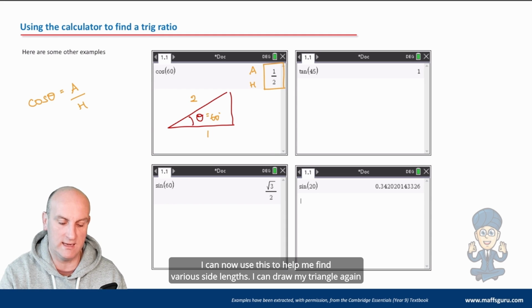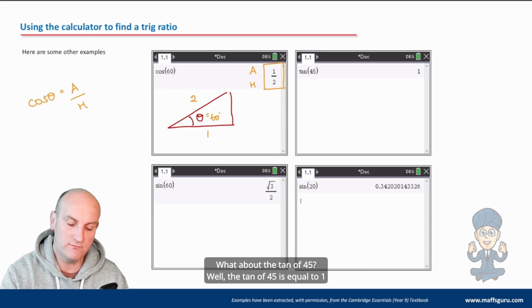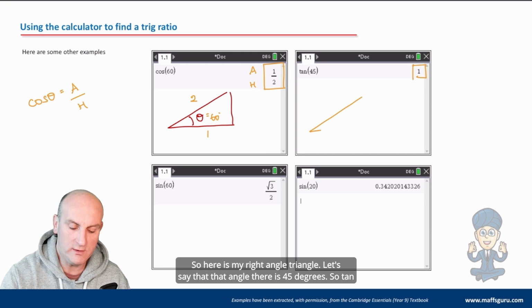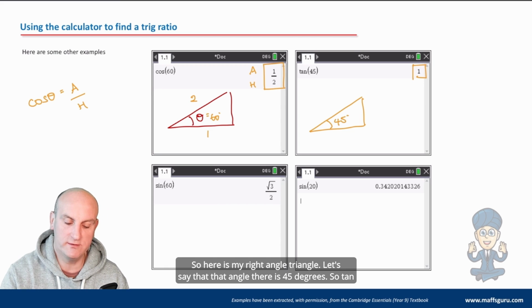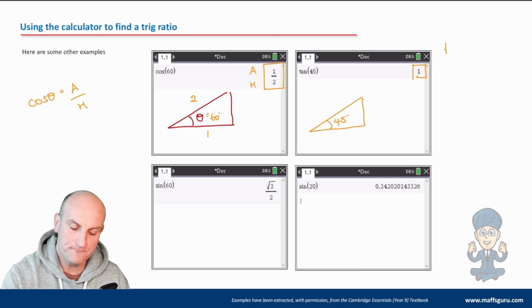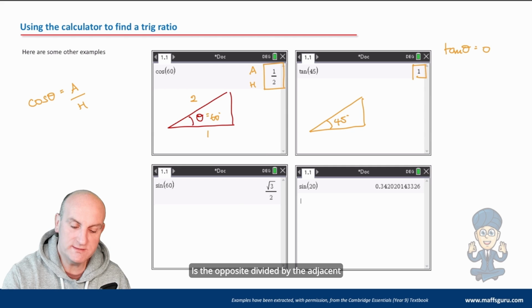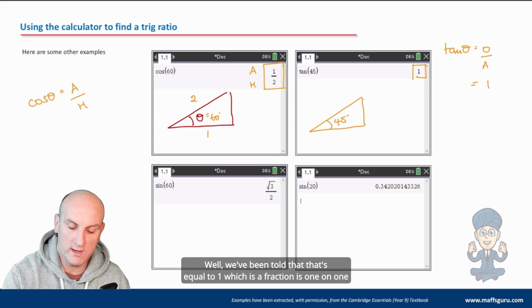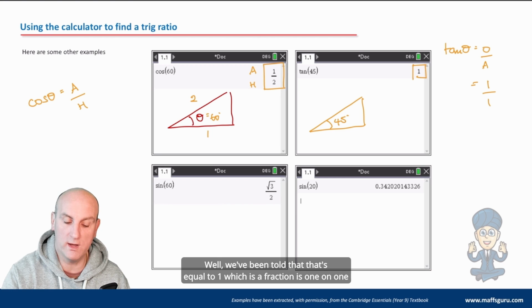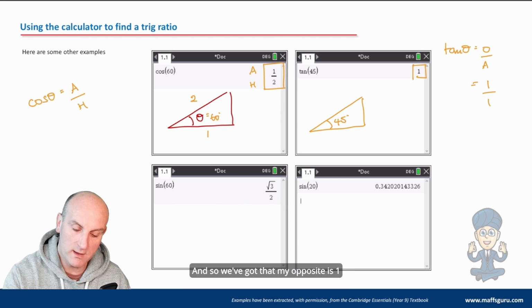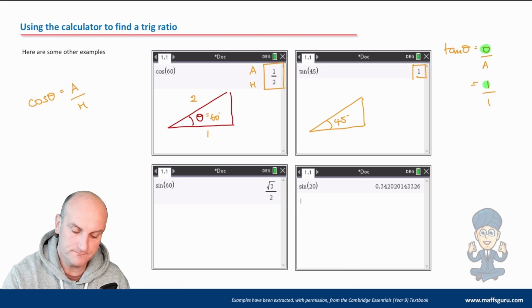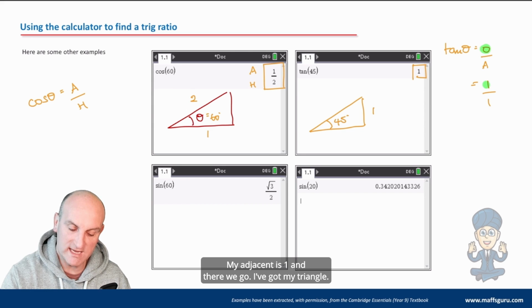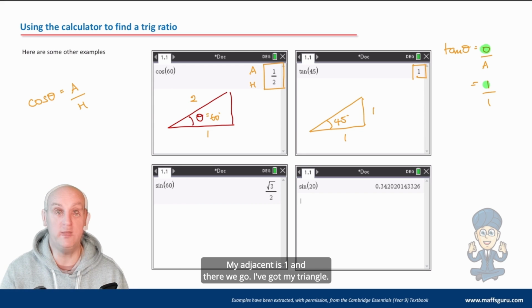I can draw my triangle again. What about the tan of 45? Well, the tan of 45 is equal to 1. So here is my right angle triangle. Let's say that that angle there is 45 degrees. So tan is the opposite divided by the adjacent. Well, we've been told that that's equal to 1, which as a fraction is 1 on 1. And so we've got that my opposite is 1. My adjacent is 1, and there we go. I've got my triangle. What?